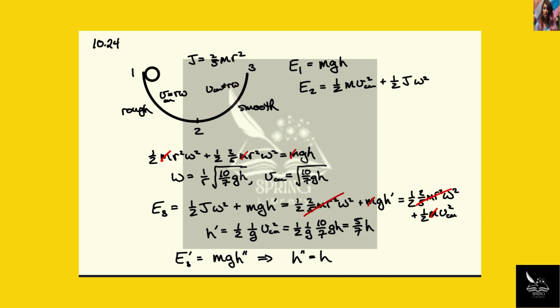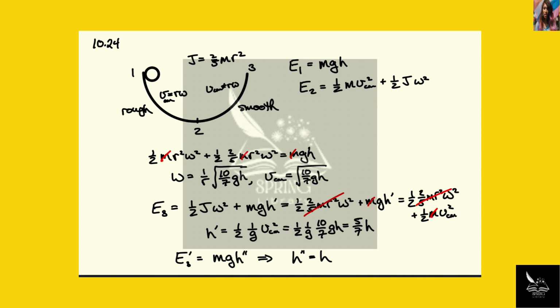And then we can solve for h prime as 1/2 times 1 over g times the velocity of the center of mass squared, which we know. So we get 1/2 times 1 over g times 10/7 g times h. The g's cancel out, the 2 and the 10 give a 5, so we get 5/7 h. So it doesn't come back all the way up here. It comes 5/7 of the way back up to the other side.